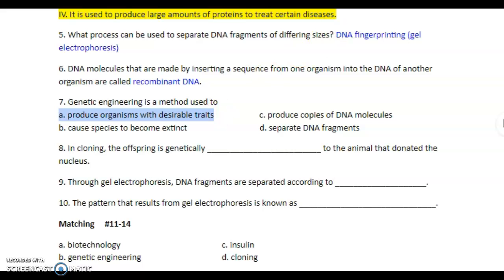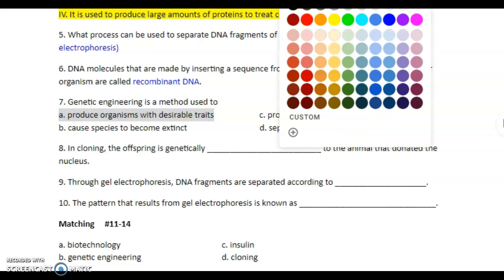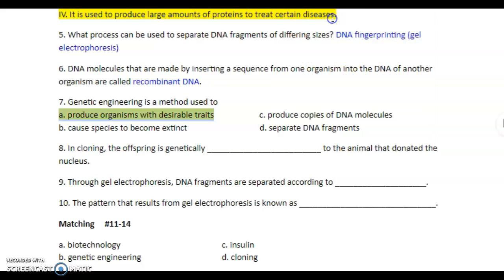You're searching for a desired trait, and you're going to breed two offspring with that trait that you want. Take their offspring that's got that trait, breed them again until you get it where the majority of the offspring will be having that trait. Okay. You're producing offspring with desirable traits. Whole reason for doing genetic engineering.